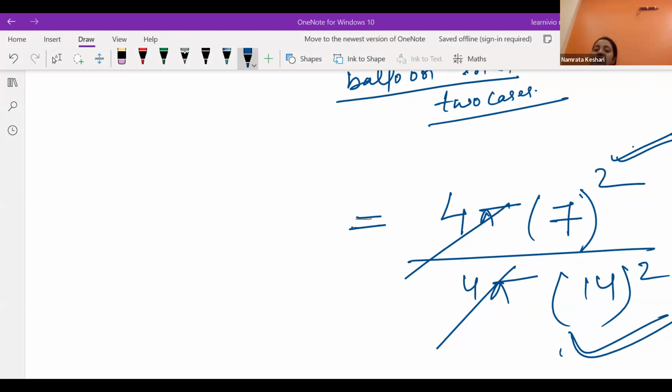Better than that, here we only have to find the ratio, so directly from the formula we will write this. And here we'll find that we are able to cancel it out, and we are directly getting the ratio as 1:4. Clear to everyone?